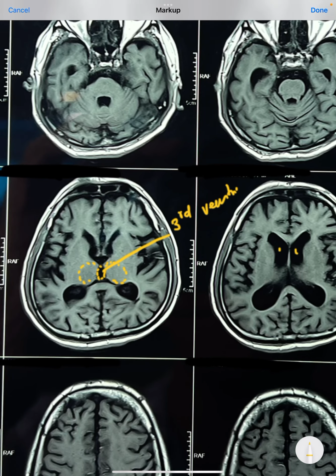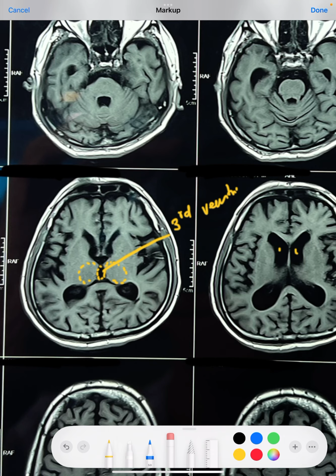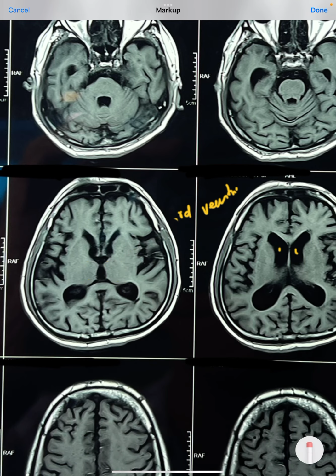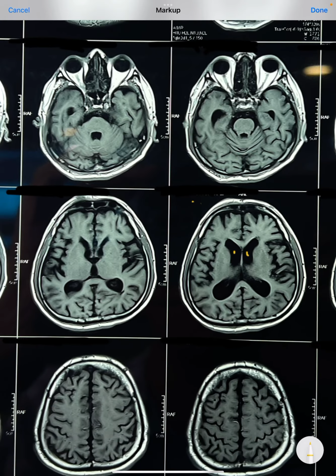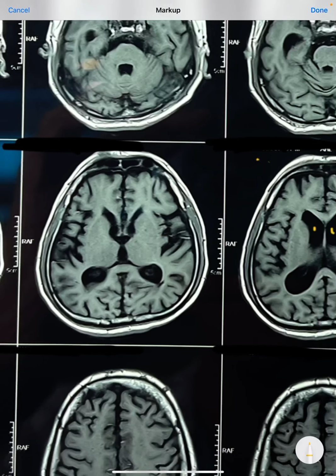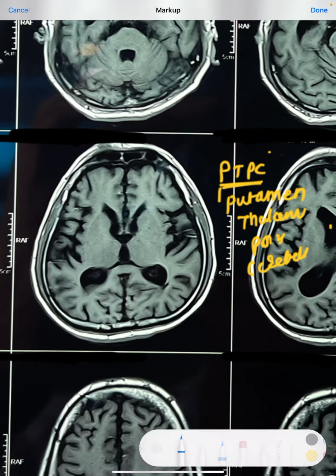Apart from that, the most commonly involved structures in any stroke are the caudate nucleus, the thalamus, and the lentiform nucleus. We remember it as PTPC. This is the most common site for hypertensive bleed. P stands for putamen, which is the most common site of hypertensive bleed. Then is thalamus, then is pons, and then is cerebellum. So these are the four structures which are most commonly affected in hypertensive bleed.